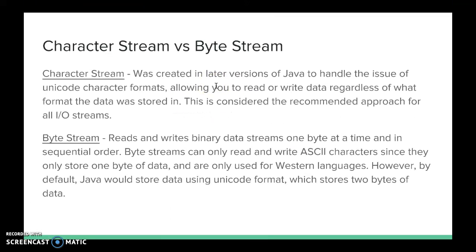And finally, let's talk about character stream versus byte stream. Just quick history. Byte stream was what was originally released with Java. It reads and writes binary streams 1 byte at a time. And the only type of format that uses that is ASCII characters, which was only used within Western languages. The problem with that is languages outside of Western languages use Unicode, which is 2 bytes of data, and so there was just a lack of functionality there.